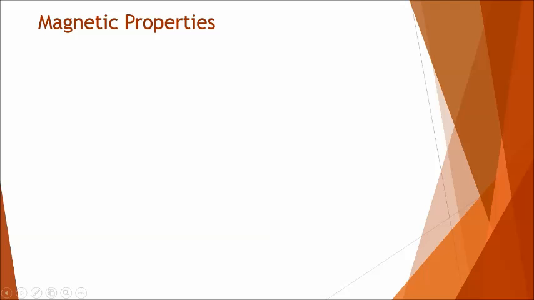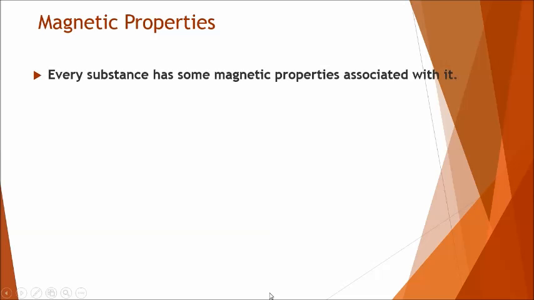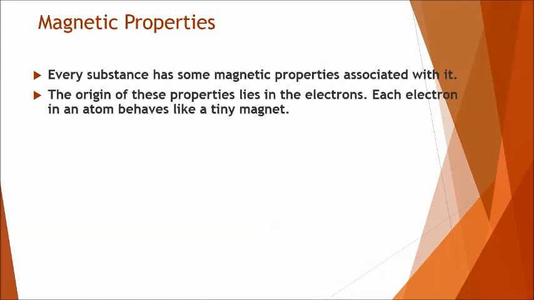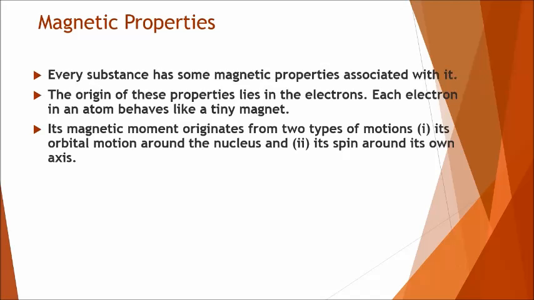Next, we have to discuss the magnetic properties of solids. Every substance has some magnetic properties associated with it. The origin of these properties lies in the electrons, and each electron in an atom behaves like a tiny magnet. Its magnetic moment originates from two types of motion. One is its orbital motion around the nucleus, and the other is its spin around its own axis.